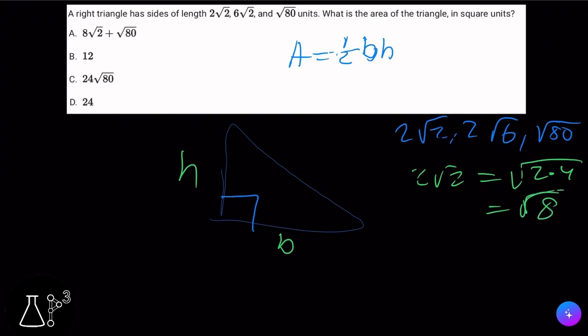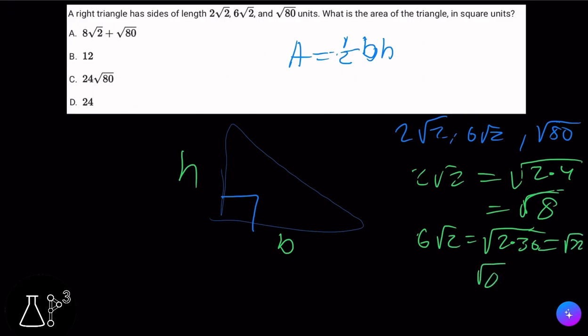And if we do the second length, I wrote that incorrectly. It's 6 square root of 2. That is my mistake. See, this is why I've got to pay attention. So let me make that green. So 6 square root of 2 equals square root of 2 multiplied by 36, which equals square root of 72. Now square root of 80. So let me rewrite all the lengths that are given. I have the square root of 8, square root of 72, and the square root of 80.